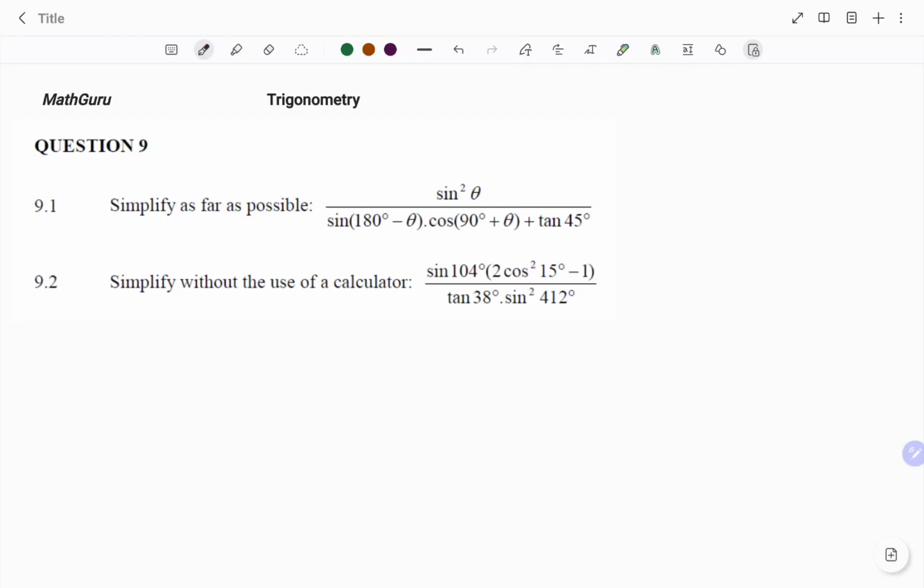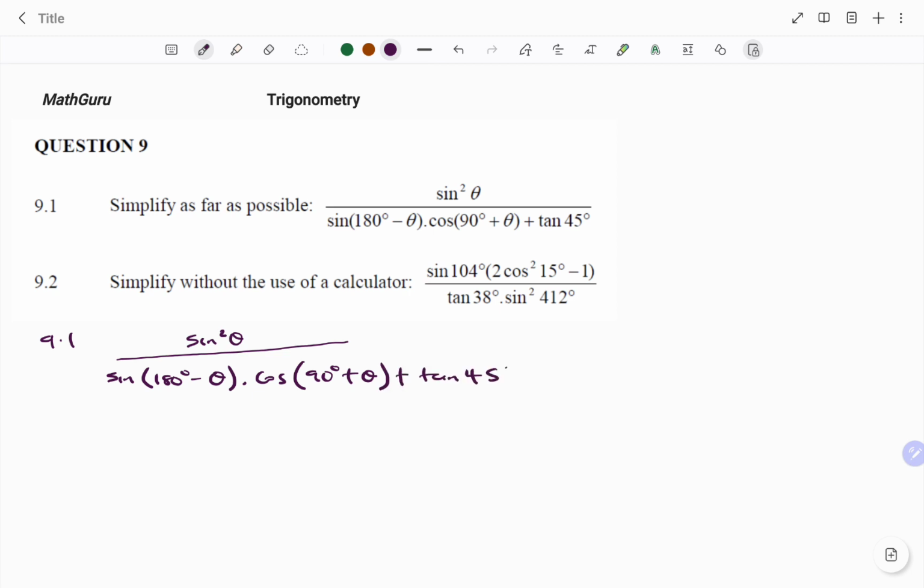In this video, I'm going to show you how to simplify the following trigonometric expressions. In the first example, in 9.1, we have sine squared theta divided by sine of 180 degrees minus theta multiplied by cos of 90 degrees plus theta, plus tan of 45 degrees.